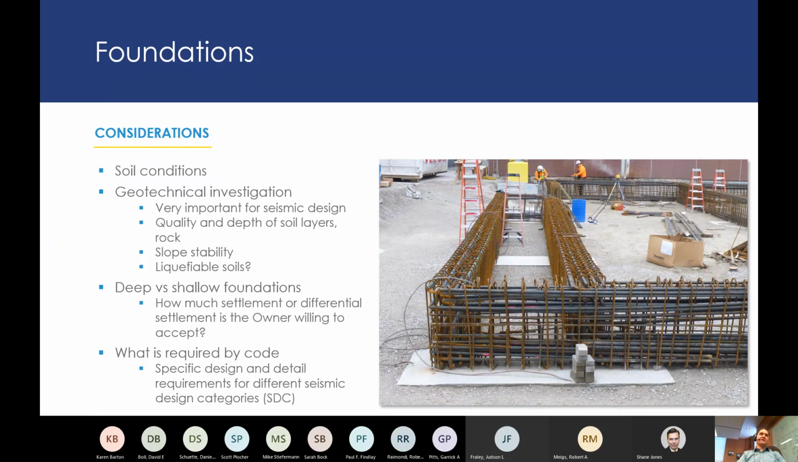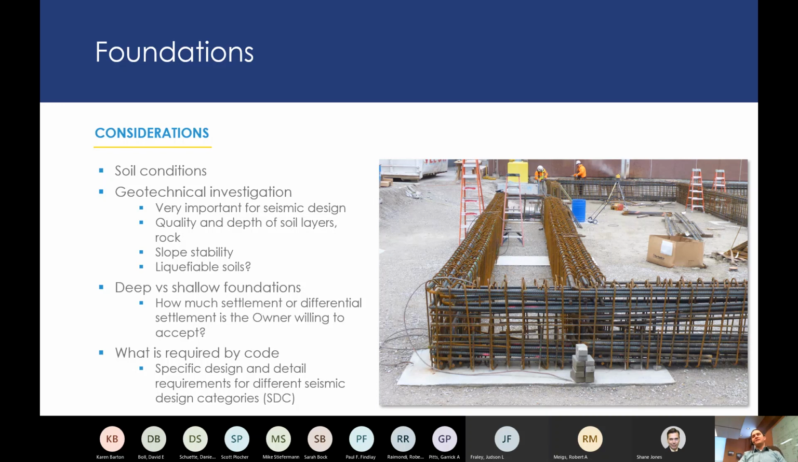A geotechnical engineer can also give us recommendations on deep versus shallow foundations, depending on the quality of the soil and settlement. So what is the owner willing to accept as far as settlement and differential settlement? An inch of settlement in one part of the building can cause major issues to the structure throughout. So it's something to consider. And then what's required by code.